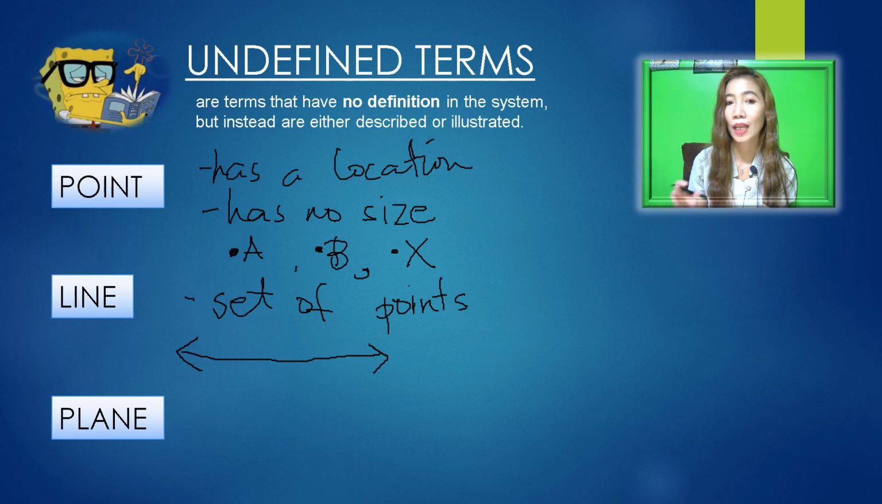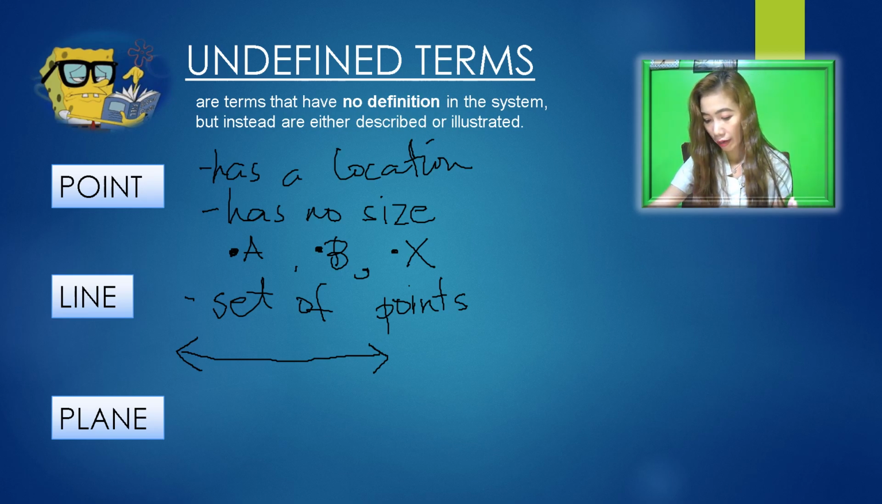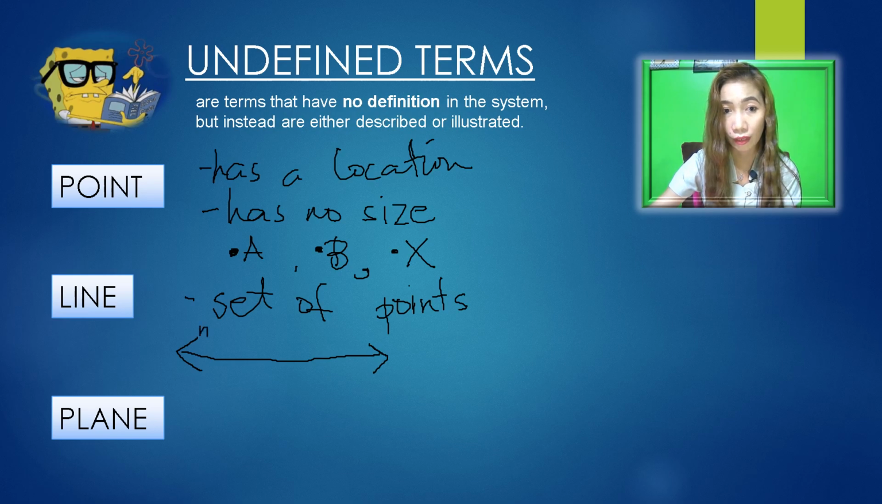So that's a line. And how are you going to name a line? So in naming a line, we can use small letter, okay, or lowercase letter. So like for example, we will use the letter M.